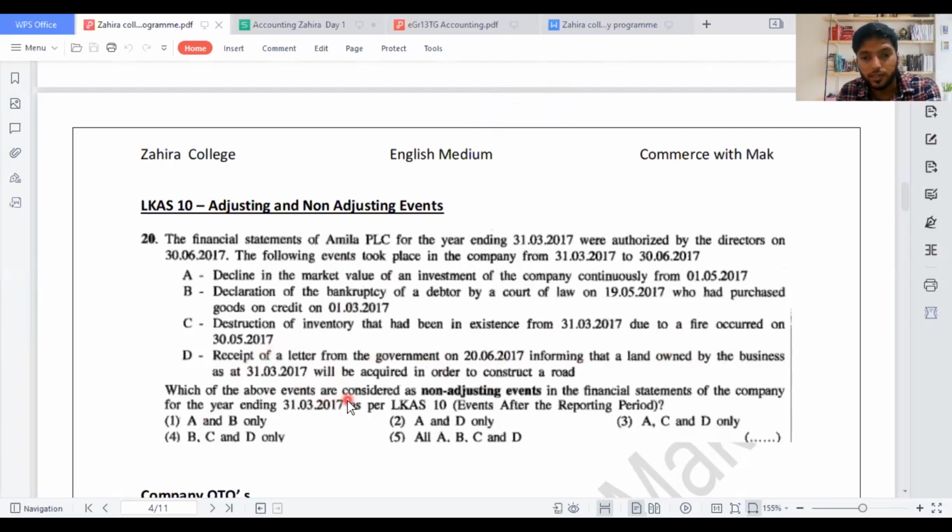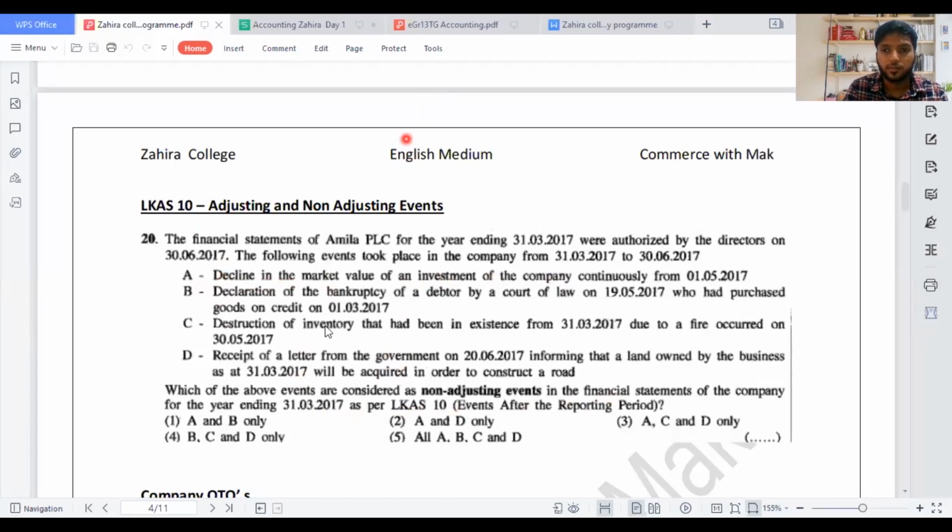Which of the above events are considered as non-adjusting events in the financial statement of the company for the year ending 31st March 2017 as per LKAS 10 Events after the Reporting Period? Now we all know that we've understood what is a non-adjusting and adjusting event. So they're not asking for the adjusting events, they're asking only for the non-adjusting events. So let's find them. Number 1, A, declining the market value of investment.